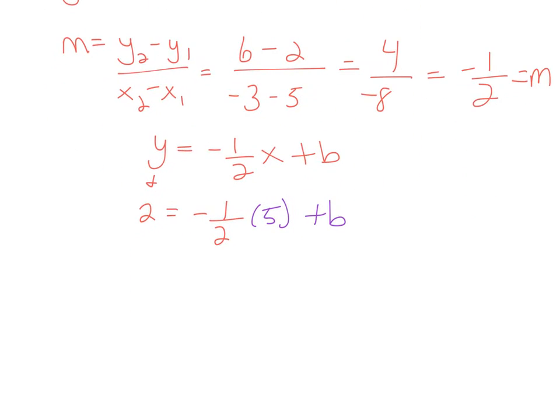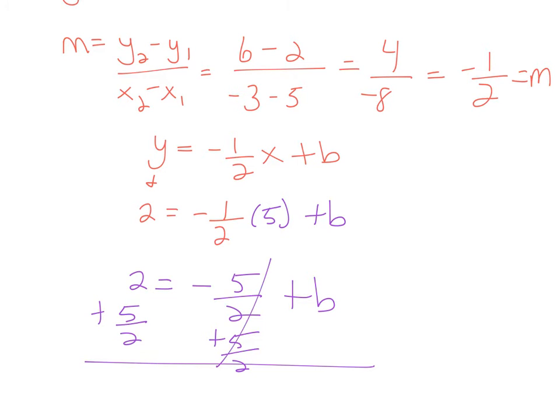Okay. Now at this point, you have negative 5 over 2 plus b. To solve for your b, add the 5 over 2. Okay, these cancel out. And you're left with b equal to 4.5. Or you can state 9 over 2, because that's the same thing. So your answer is y equals negative 1/2 x plus 9 over 2.